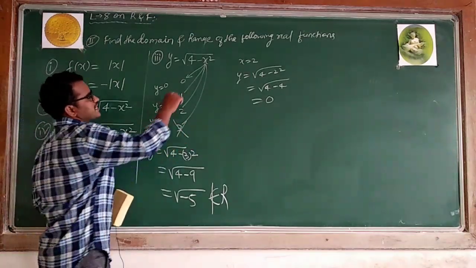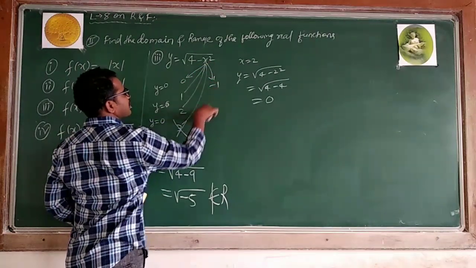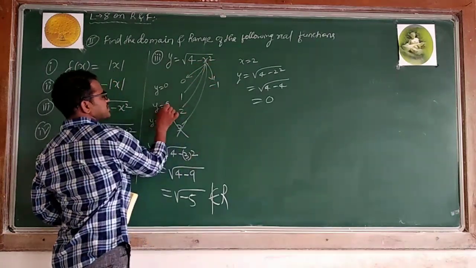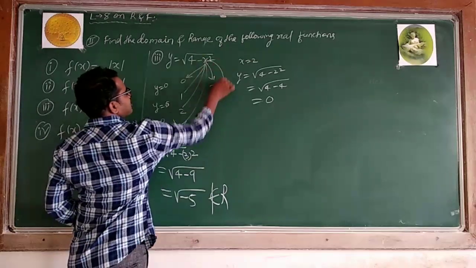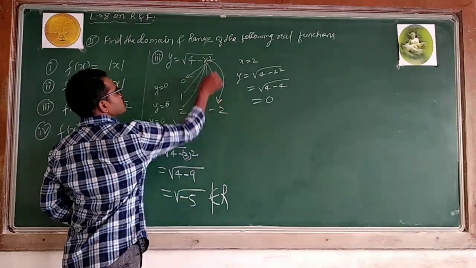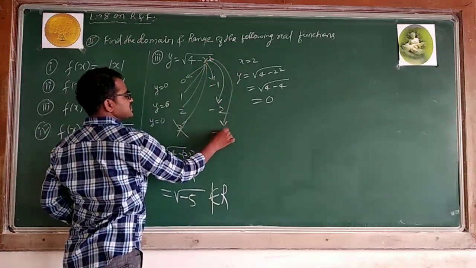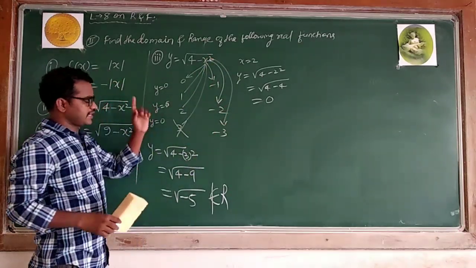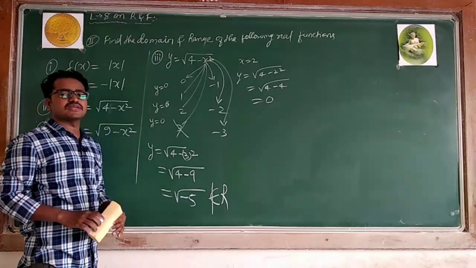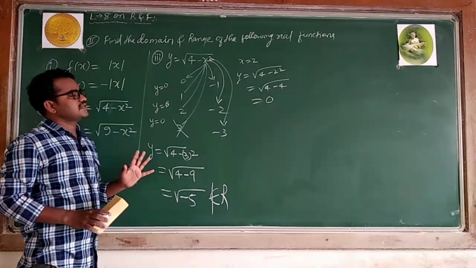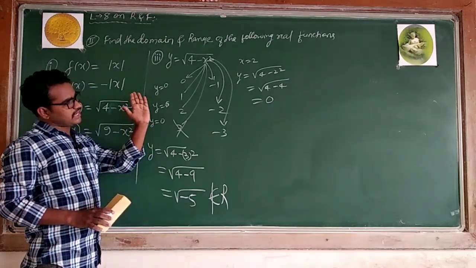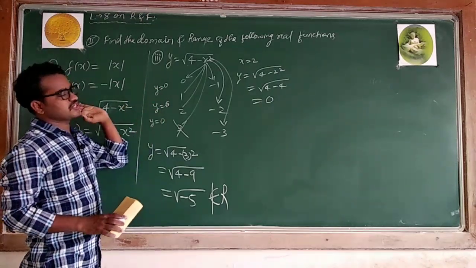And for 0, I can take x value minus 1, no problem. Minus 1 square gives the same value. I can take x value minus 2, no problem. Minus 2 square is 4, 4 minus 4 is 0. And x is minus 3: minus 3 square will become again 9, 4 minus 9, under root minus 5. So you have to avoid the values before minus 2.